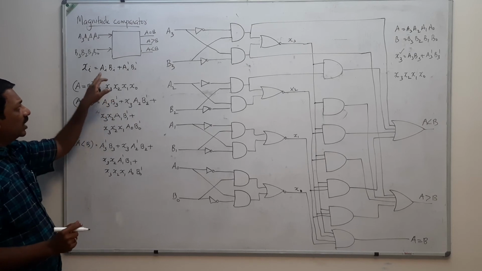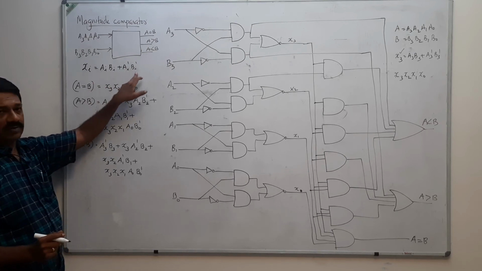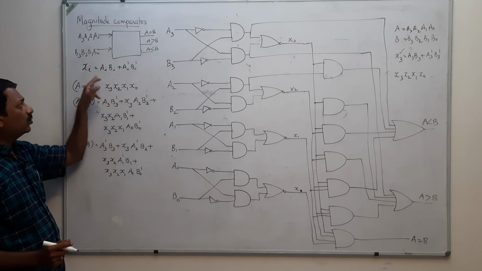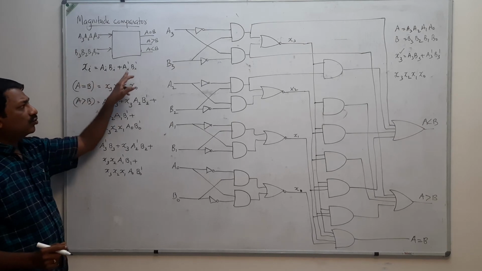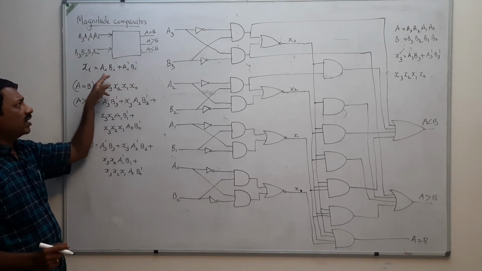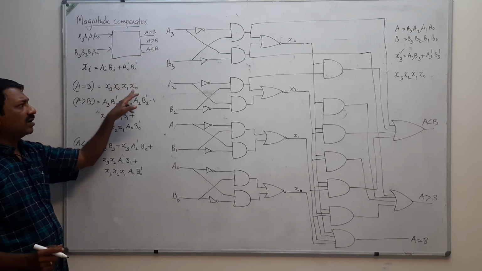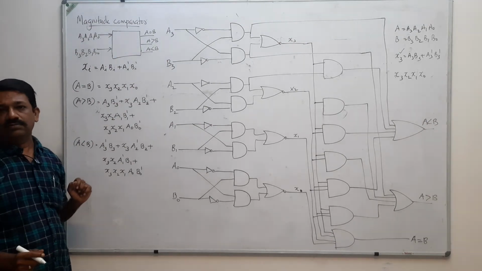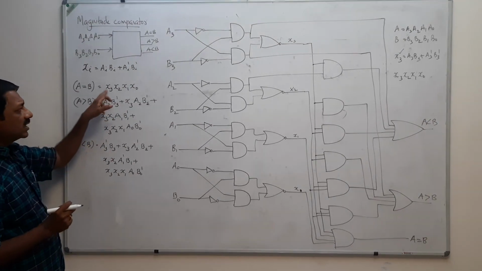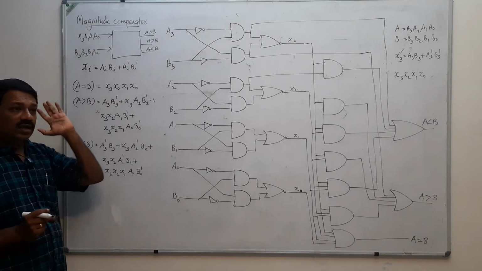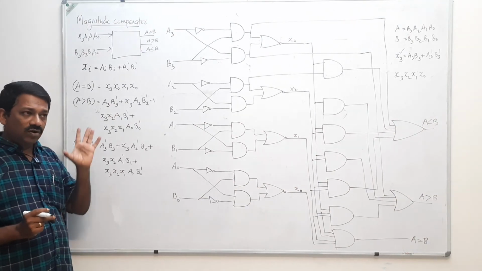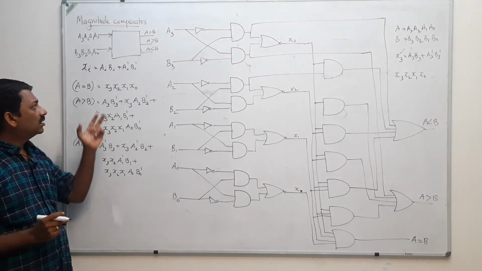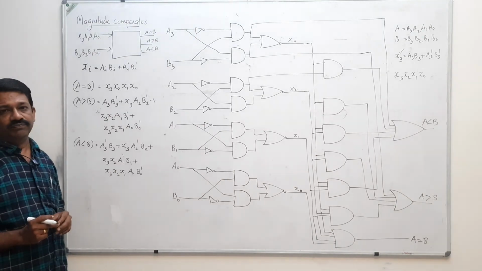X3 is equal to A3 B3 plus A3 bar B3 bar. X2 is equal to A2 B2 plus A2 bar B2 bar. X1 is equal to A1 B1 plus A1 bar B1 bar, and X0 is equal to A0 B0 plus A0 bar B0 bar. Okay, that means all of these X3, X2, X1 and X0 are ones, means A equal to B.